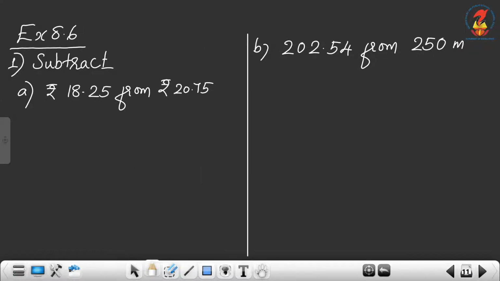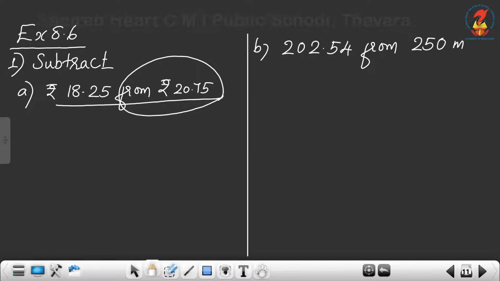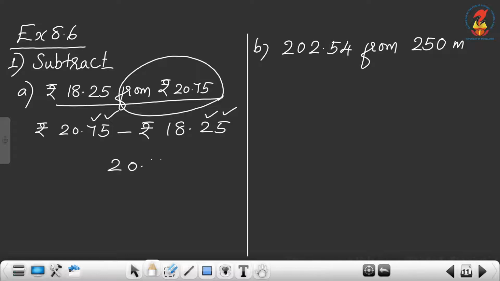Now we can select the problems from the exercise. Exercise 8.6, question number 1, subtract Rupees 18.25 from 20.75. From 20.75 you have to subtract 18.25. So how can we write? Rupees 20.75 minus Rupees 18.25. So from what is given, you have to write first. So 20.75 minus 18.25. Now look at the decimal places. 2 decimal places. Here also we have 2 decimal places. So what we can say? They are like decimals. Now therefore 20.75 minus 18.25.